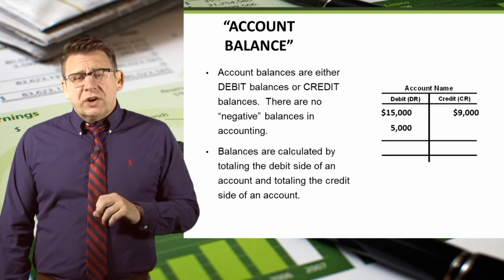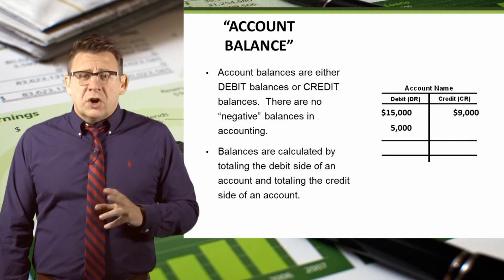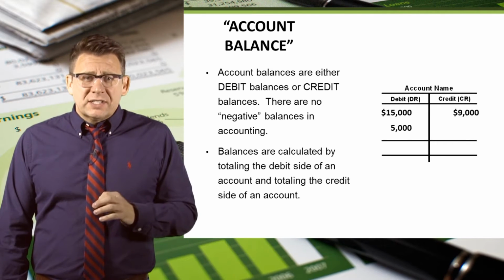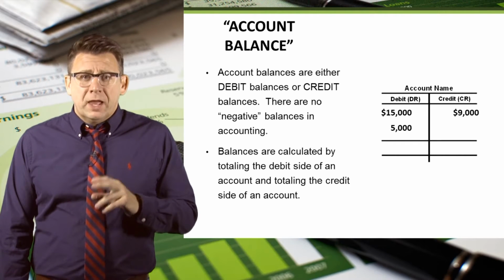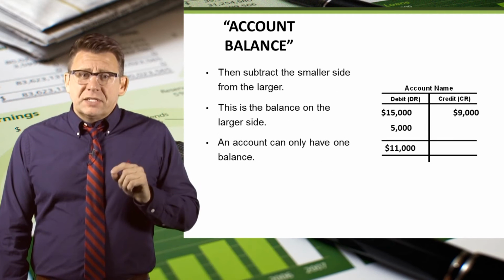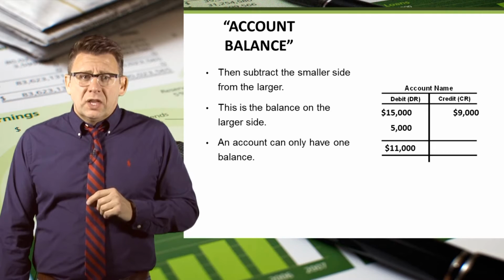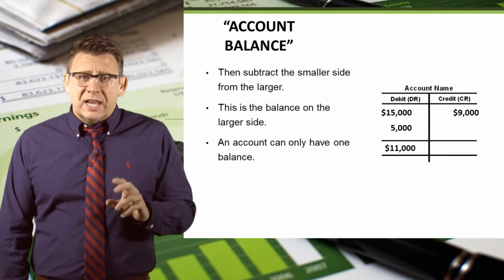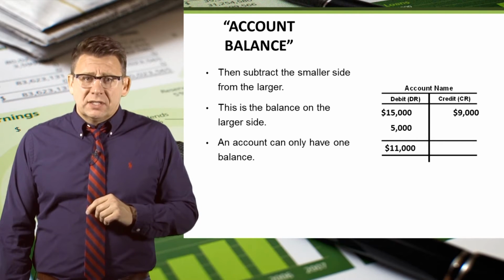Account balances are either debit balances or credit balances. There are no negative balances in accounting. Balances are calculated by totaling the debit side of an account and totaling the credit side of the account. Then subtract the smaller side from the larger side. This is the balance that goes on the larger side. An account can have only one balance.